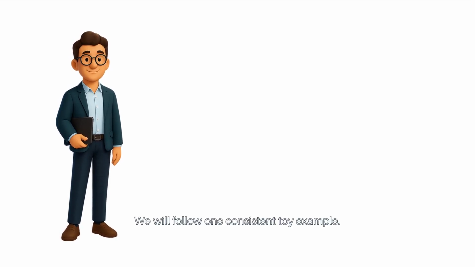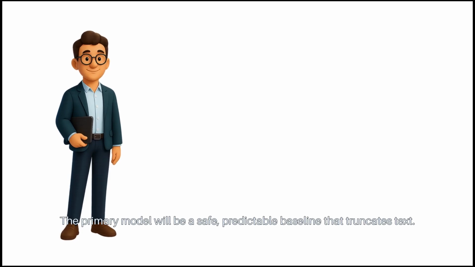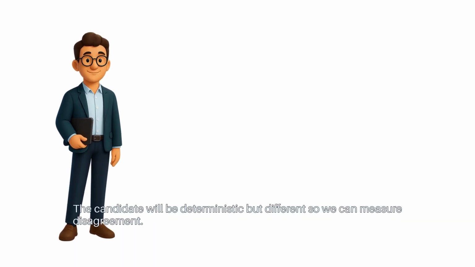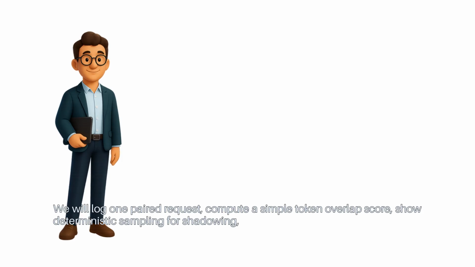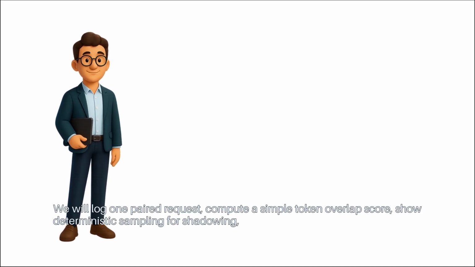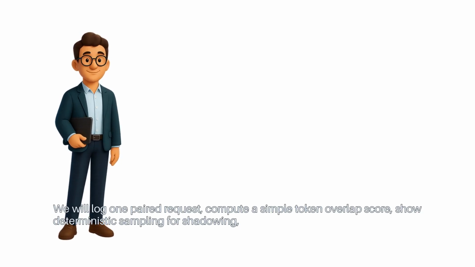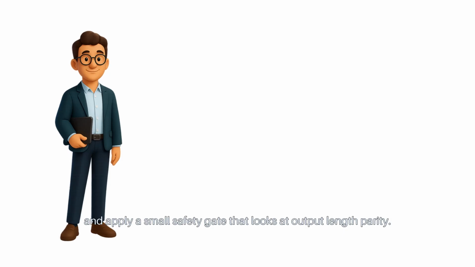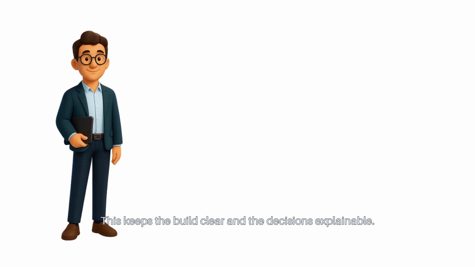We will follow one consistent toy example. The primary model will be a safe, predictable baseline that truncates text. The candidate will be deterministic, but different so we can measure disagreement. We will log one paired request, compute a simple token overlap score, show deterministic sampling for shadowing, and apply a small safety gate that looks at output length parity. This keeps the build clear and the decisions explainable.